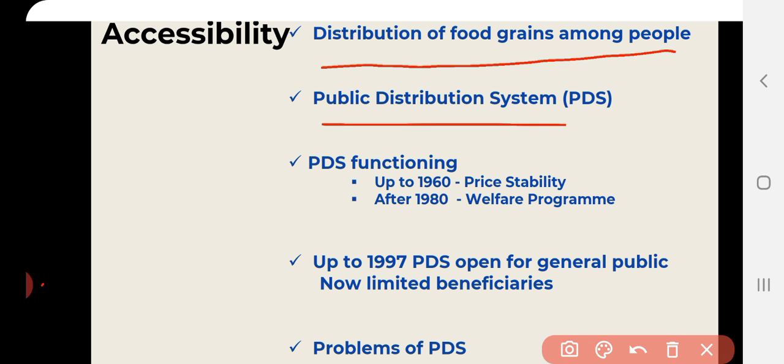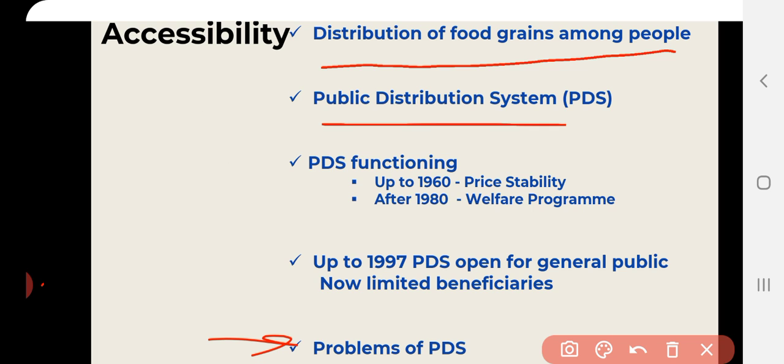Also, this public distribution system is concentrated in urban areas, and they have not given due attention towards the rural areas. This is another defect of this system. And nowadays the expenditure of the government is increasing day by day on this particular program. So therefore there is an excess burden on the government for the distribution of the food grains among the people, each and every individual of the country. These are some of the problems of public distribution system we are facing now.